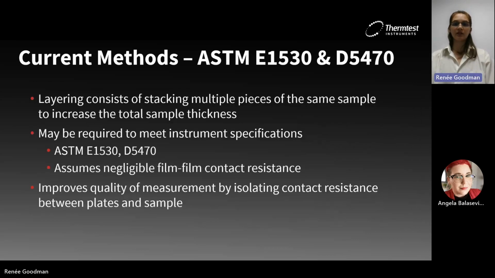A common technique that is used during these measurements is that of layering. So layering just consists of stacking multiple pieces of our same sample in order to increase its total thickness. Sometimes in the case of steady state methods, this is up to 30 layers of our sample. And as described in the standards, this is something that may be done in order to meet instrument specifications or calibrations. And one of the key assumptions of this technique is that there is negligible contact between the layers of our film.